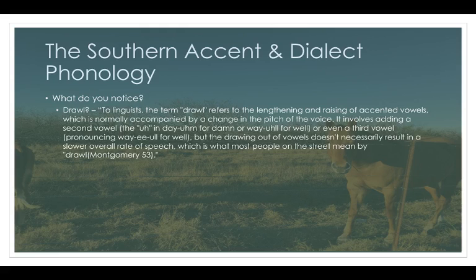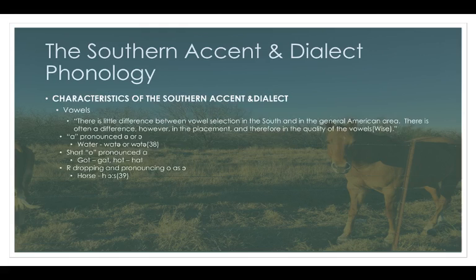To linguists, the term drawl refers to the lengthening and raising of accent and vowels, which is normally accompanied by a change in the pitch of the voice. It involves adding a second vowel, or even a third vowel. But the drawing out of vowels doesn't necessarily result in a slower overall rate of speech, which is what most people on the street mean by drawl. So there are a lot of characteristics that make up the Southern accent and dialect, and I'll kind of breeze through them.